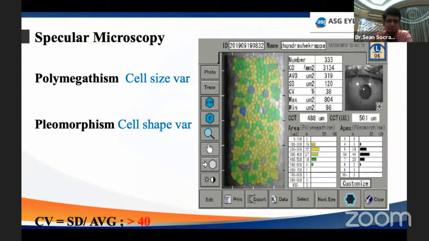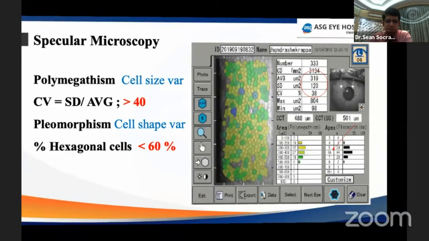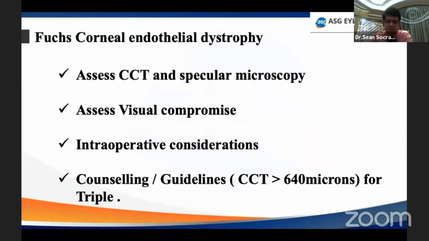One is polymegathism, that's the variation in cell size. Here you have the standard deviation divided by the average cell size. If it is more than 40, then it is a marker. Look for pleomorphism, that is variability in the cell shape and the percentage of hexagonal cells. If it is less than 60%, then again you have to be very careful, even in routine cases, while handling them intraoperatively.